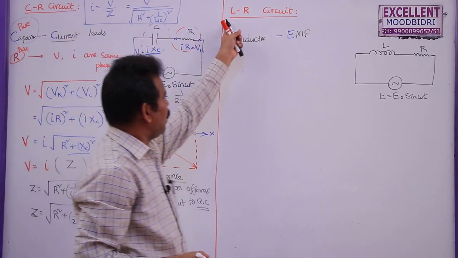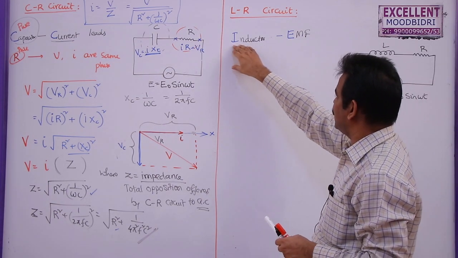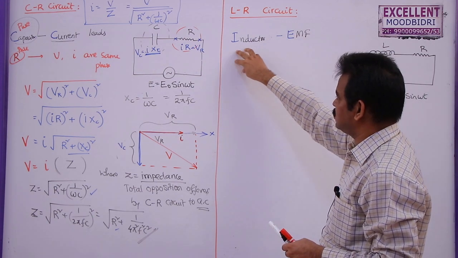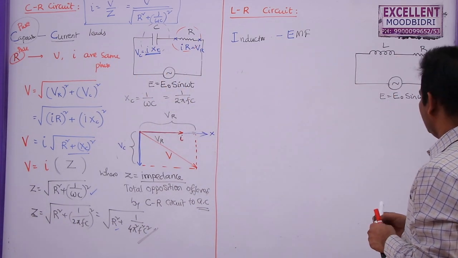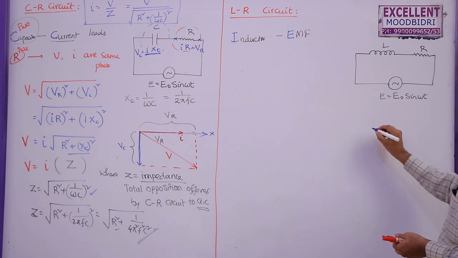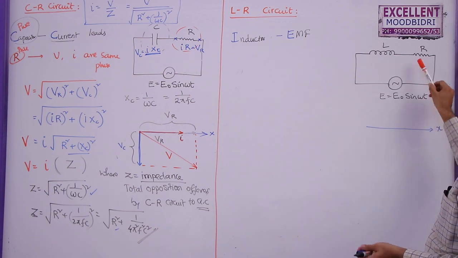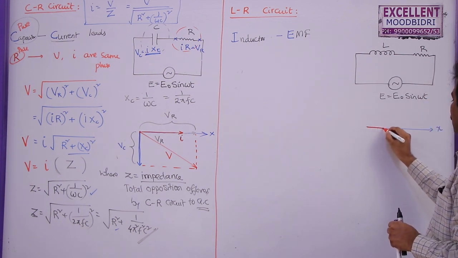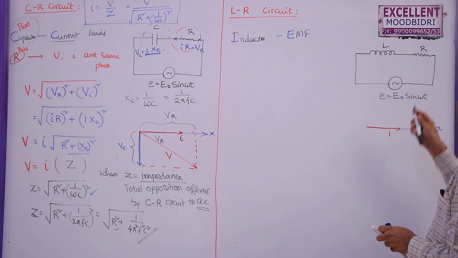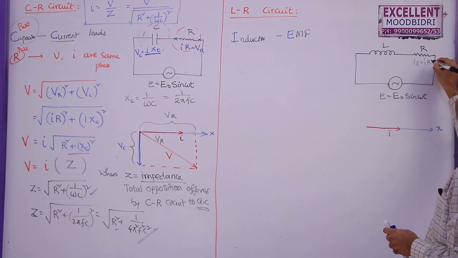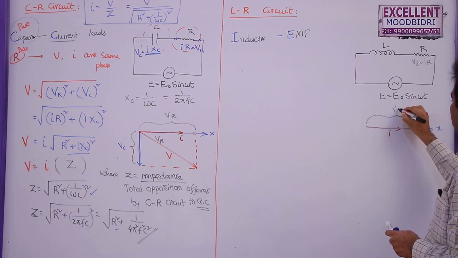Now, how to find the current through this LR circuit? Here, for a pure resistor, voltage and current are in the same phase. Now first let me draw the phasor diagram. Along the x-axis I am going to take current. This is the current I. And then the voltage across the resistance VR can be written as current into resistance. So from here to here, this is the voltage across the resistor VR.